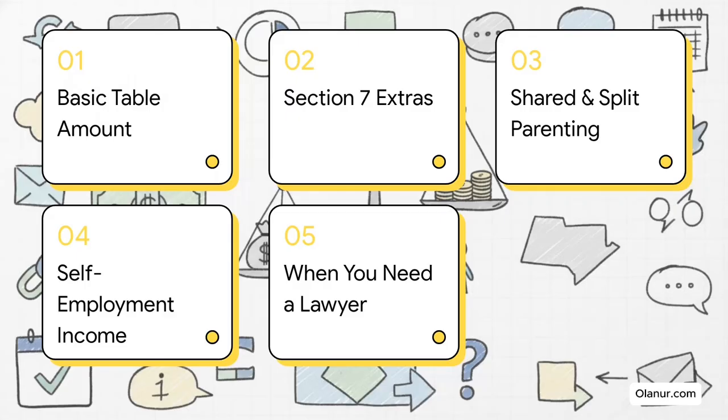Okay, so here's our game plan for today's explainer. First, the basic table amount. Second, Section 7 extraordinary expenses. Third, shared and split parenting. Fourth, self-employment and hidden income. And finally, when you need a lawyer.